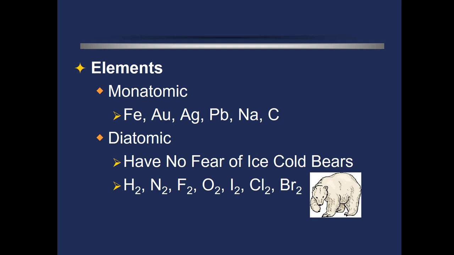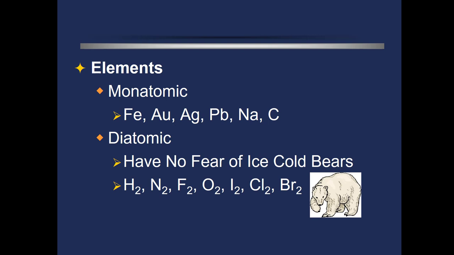There's a little silly mnemonic that has the 7 diatomic elements, and that is: Have No Fear Of Ice Cold Bears, and like polar bears. And we have hydrogen, nitrogen, fluorine, oxygen, iodine, chlorine, and bromine.